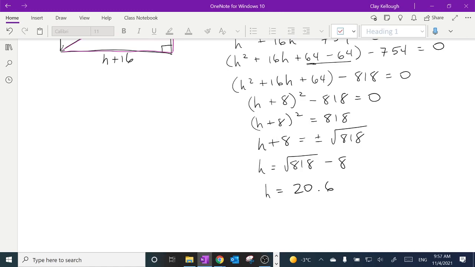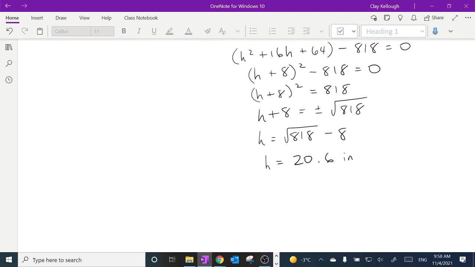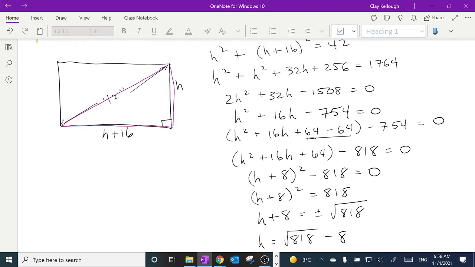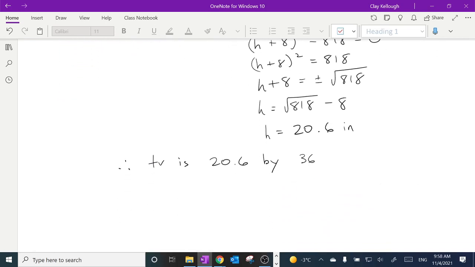And what are we in again here? We're in inches, 20.6 inches. And so therefore, the dimensions of my television is 20.6 by, so you could just use an x instead of by. And of course, if that's the height, then I have to add 16 to that. So 36.6 inches. And there we go. And now I take a quick look. Is that what it was when I looked at it before?